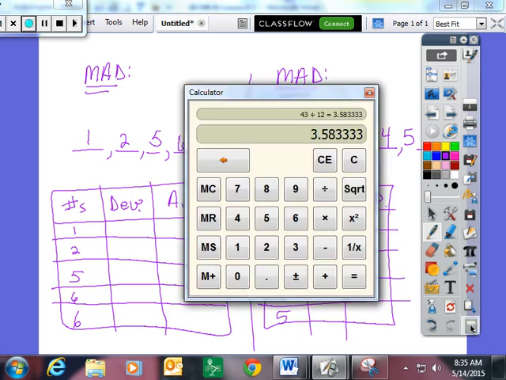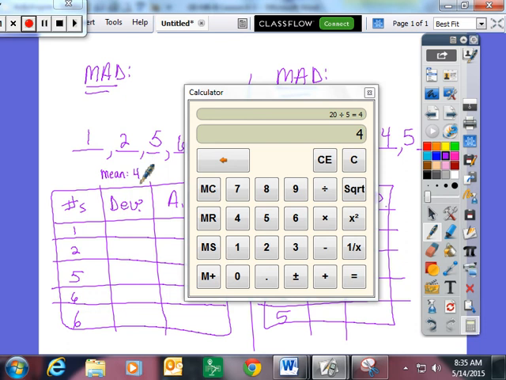Okay, the first thing you need to do is find the average. You can't find the deviations without the average. So let's write the mean up on top here. 1 plus 2 plus 5 plus 6 plus 6 is 20. And 20 divided by the 5 numbers you added gives us a mean of 4.